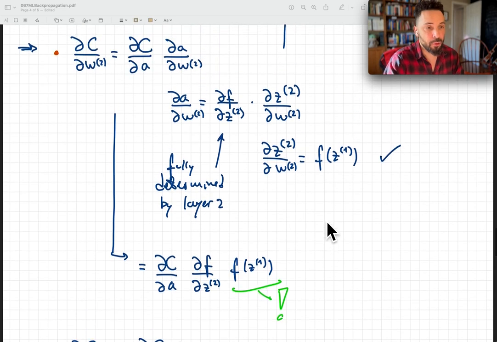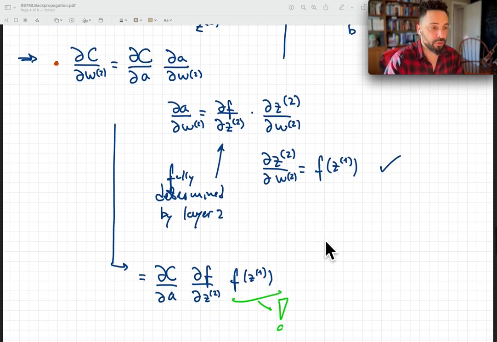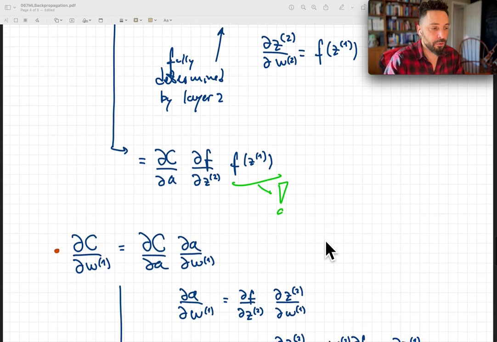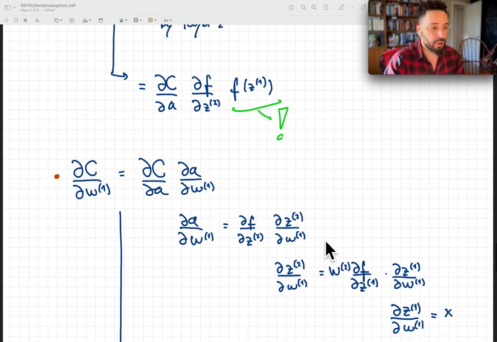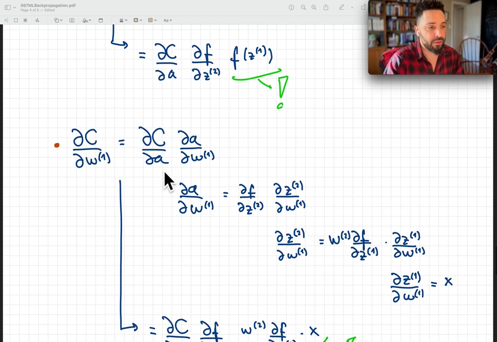What happens if you go deeper into the layers? Notice how we're going backwards here, and that's why it really is called backpropagation. We just calculated this, and now we're going to look at this, and you'll see more precisely why this is called backpropagation. If you try to calculate the gradient of the cost function with respect to the weight of the first neuron, then you have once again dC/dA times dA/dW1, just using the chain rule. dC/dA, once again, is along for the ride, and the dA/dW1 we calculate here. So dA/dW1 is dF/dZ2 times dZ2/dW1.